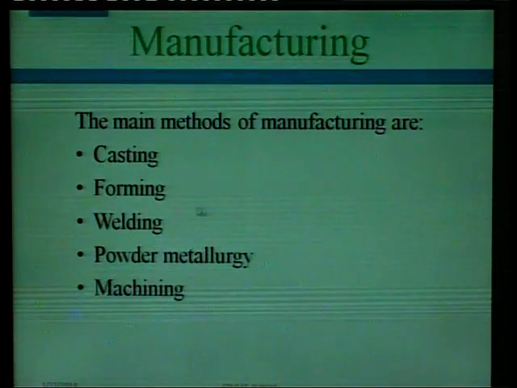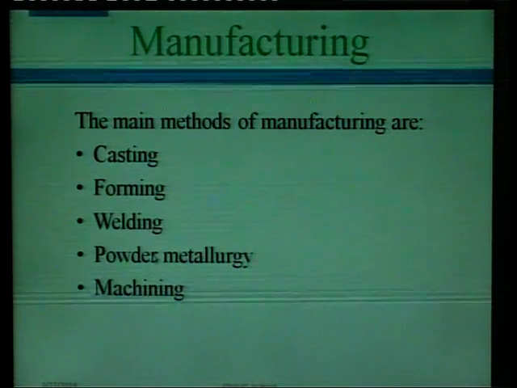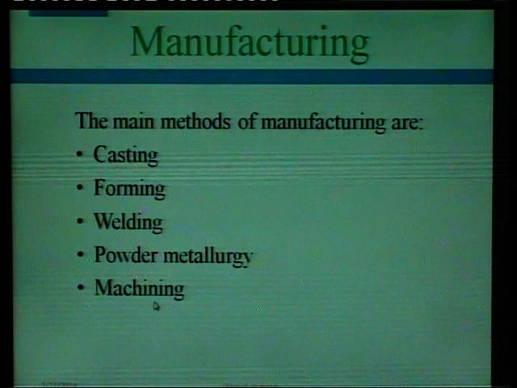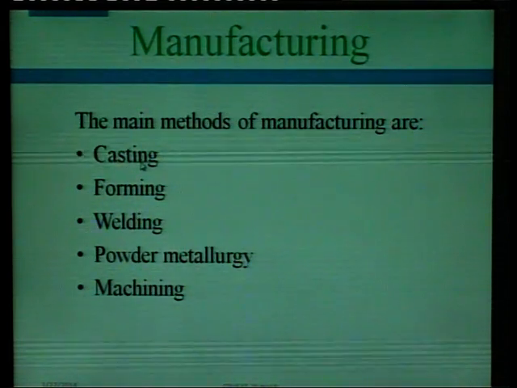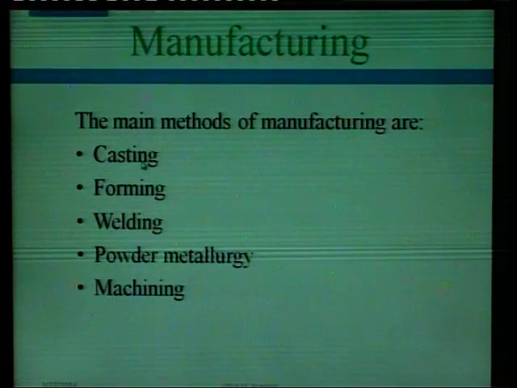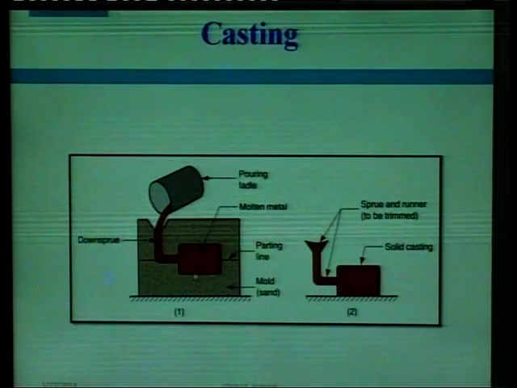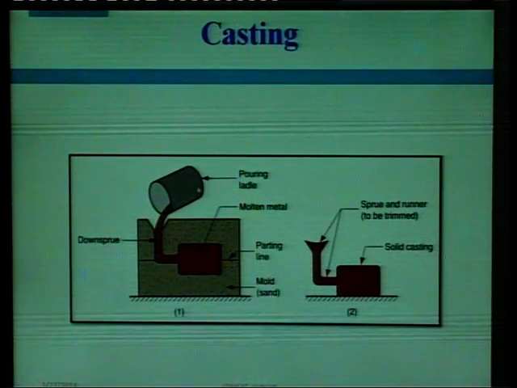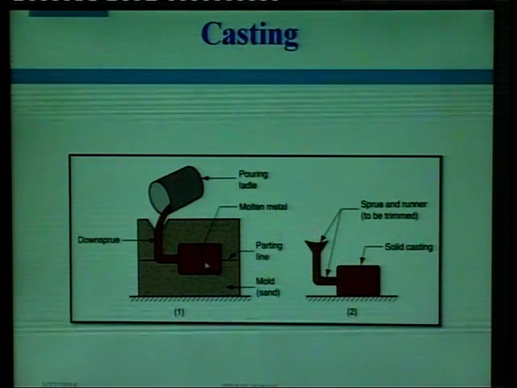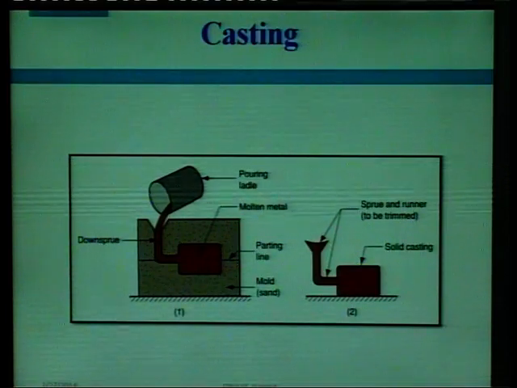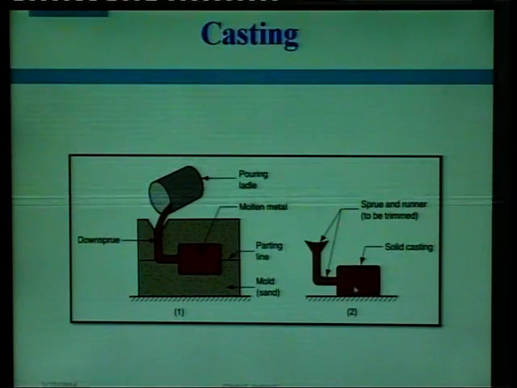So there are a number of manufacturing methods like casting, forming, welding, powder metallurgy, and last is machining. Casting we know, casting means we heat the iron, melt it, pour it into a mold, and after that prepare the product. That is casting. This is the mold. In this mold we pour the molten metal into the cavity of the mold. As a result, after solidification and cooling, we get this final product. So this is called casting.